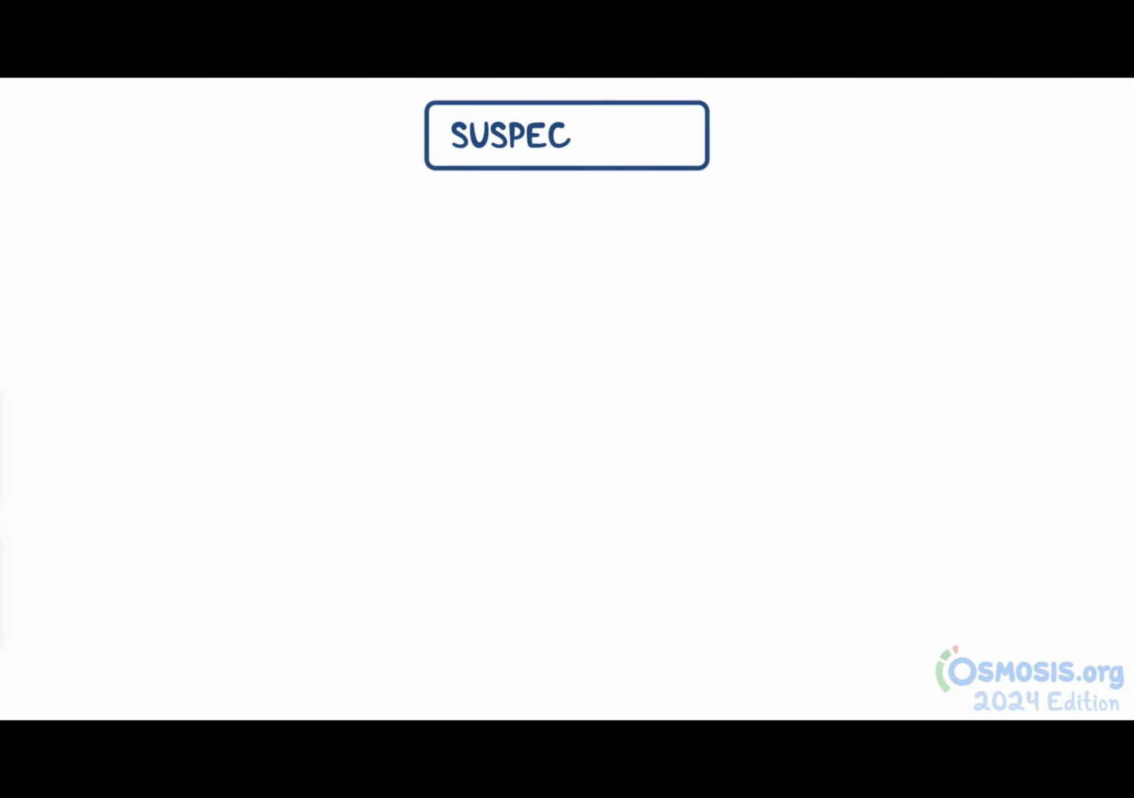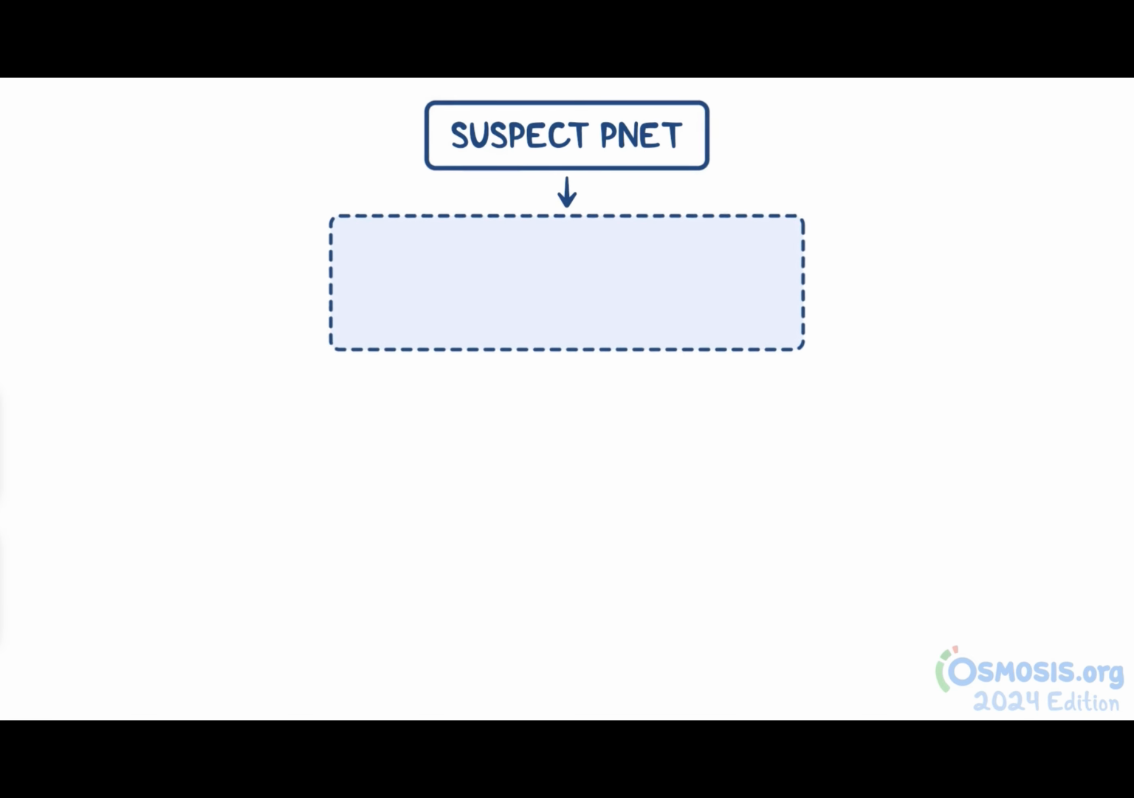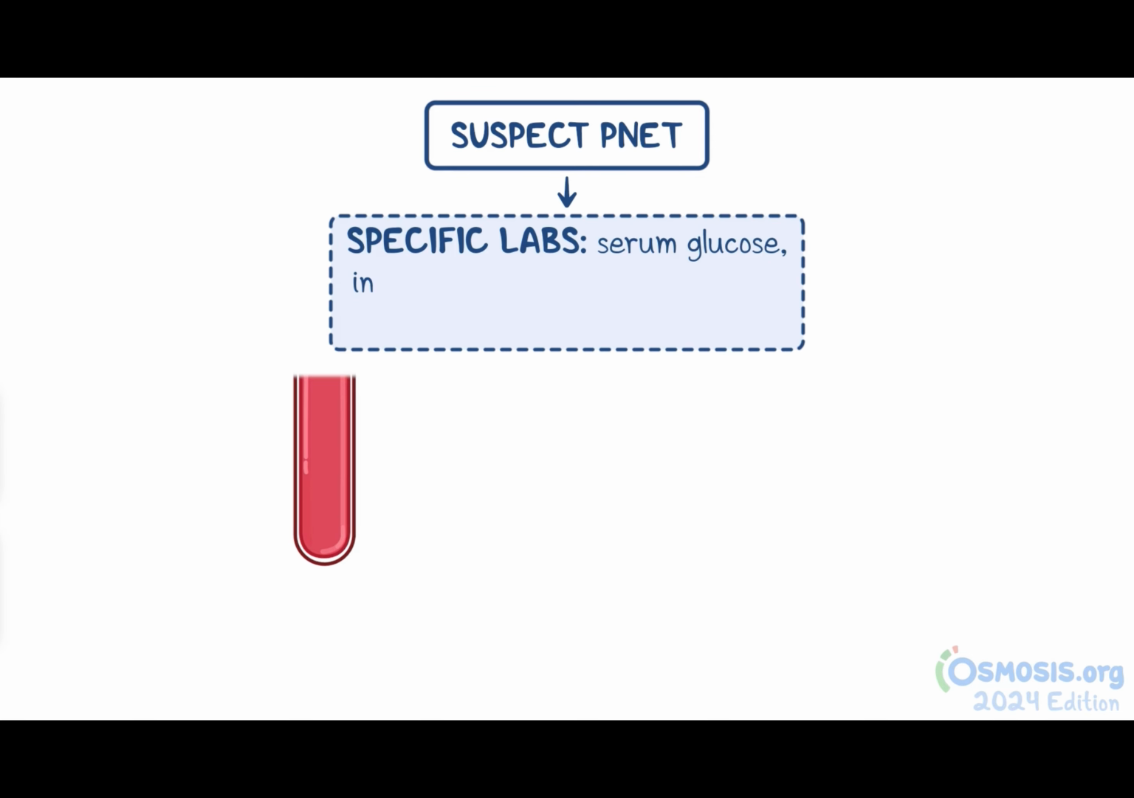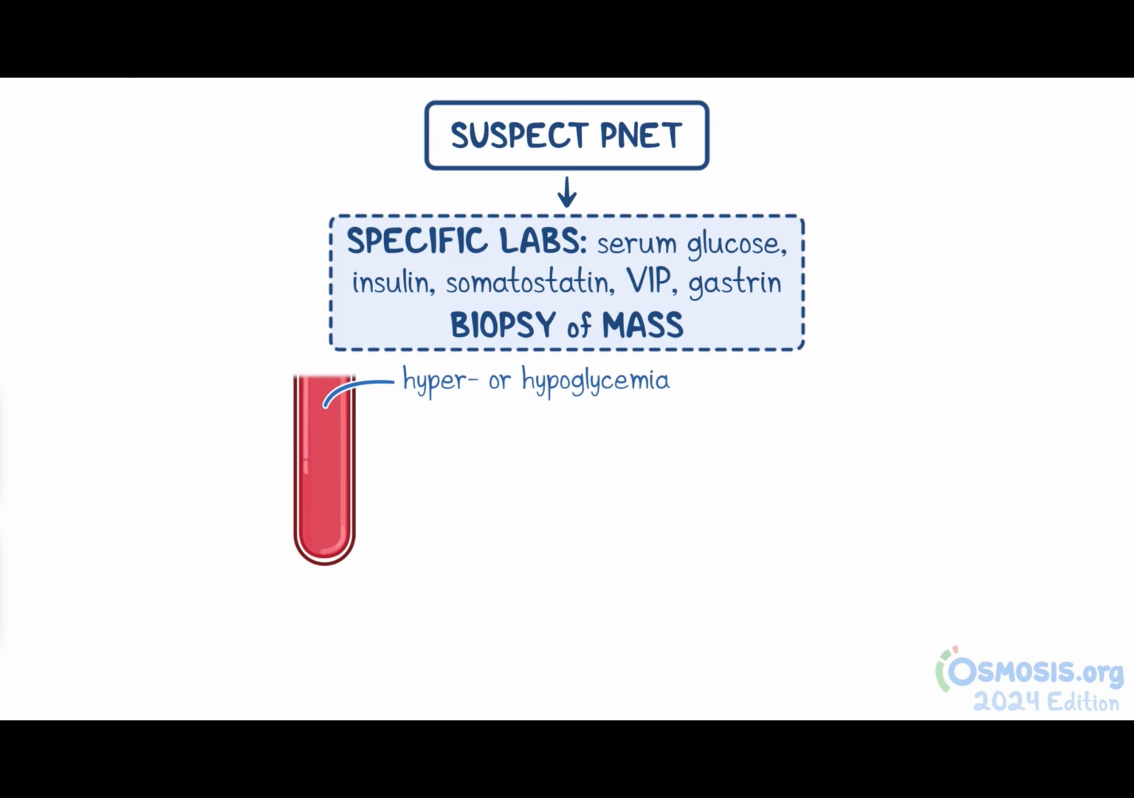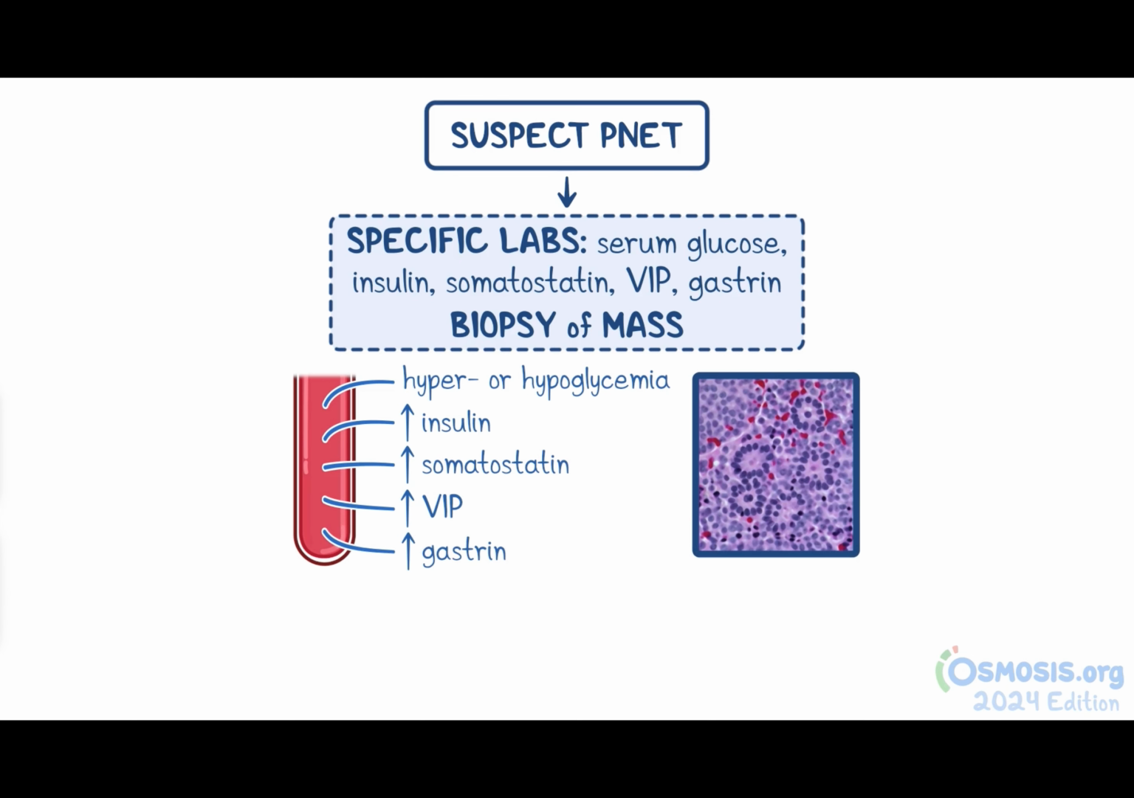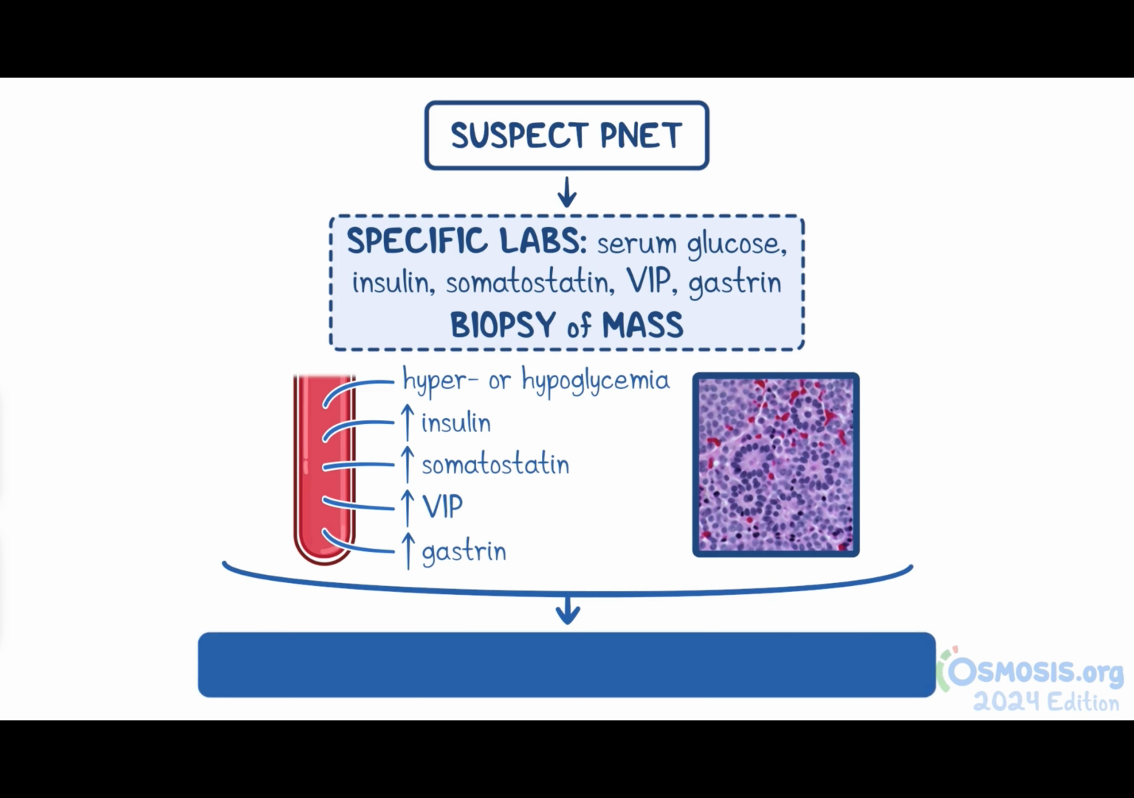Now, if you suspect a PNET, your next step is to order specific labs that test for the peptide released by the tumor, which should include serum glucose, insulin, somatostatin, VIP, and gastrin levels. Also order a biopsy of the mass. The laboratory results may show hyper or hypoglycemia, or elevated insulin, somatostatin, VIP, or gastrin, which, along with the biopsy, should confirm your diagnosis of the specific subtype of pancreatic neuroendocrine tumor.